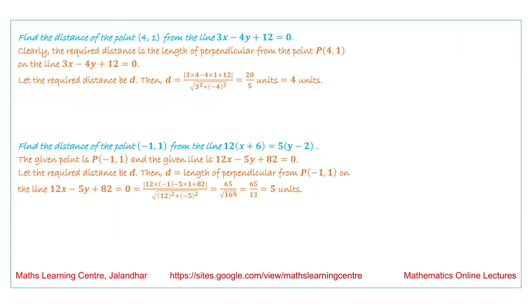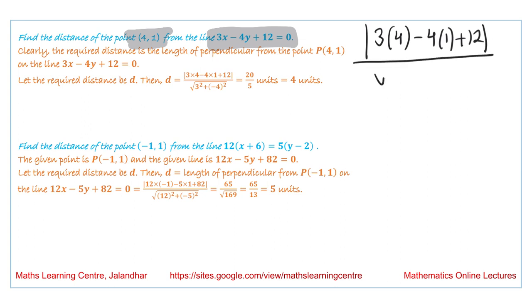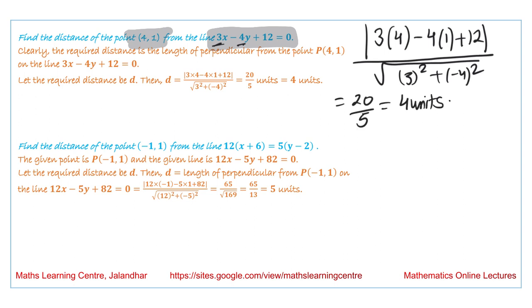Next are some problems based upon these results that we have studied. First is to find the distance between the point 4, 1 and the line 3x minus 4y plus 12 is equal to 0. We are directly applying the formula over here. So it is 3 into 4 minus 4 into 1 plus 12, mod of this value, divided by square root of 3 square plus minus 4 square. So the answer we obtain is 20 by 5, that is equal to 4 units.